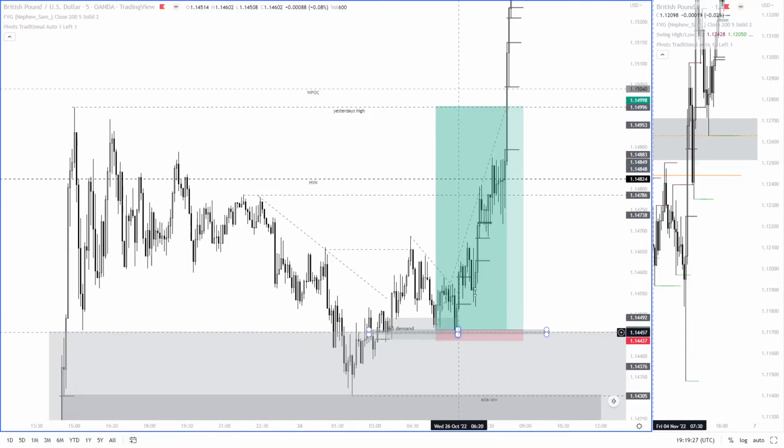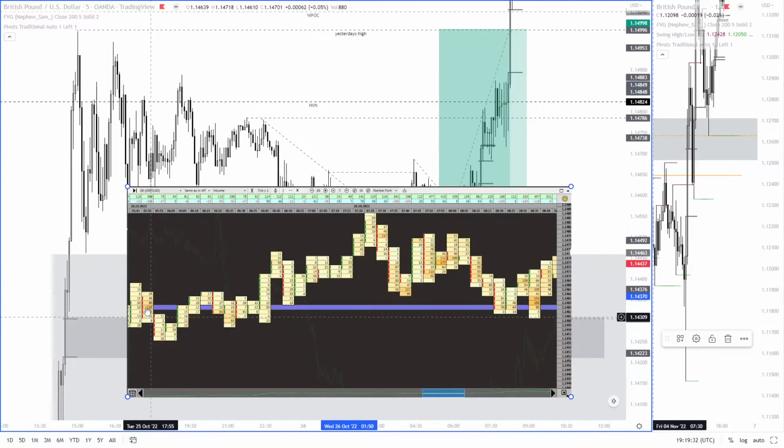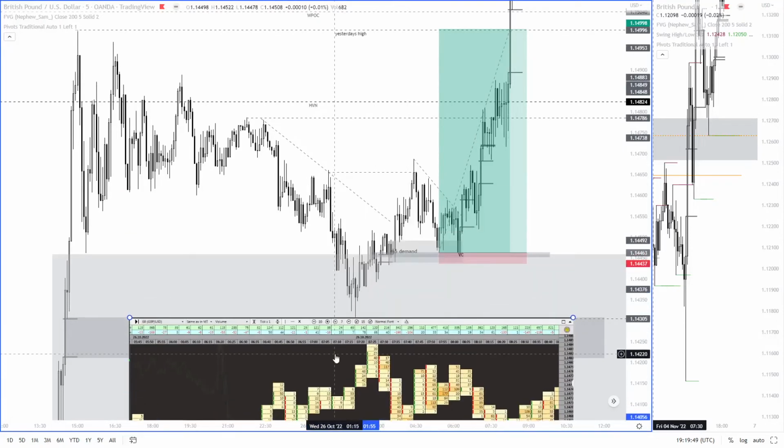Okay, and I'll just show that volume cluster again. 133, kind of abnormally high volume. If you go back and check this level, there's a lot of volume that occurs at this level, so we know it's structure. Okay, it's supporting price. You can see that. So that's it. That's setup 2. It couldn't be easier.